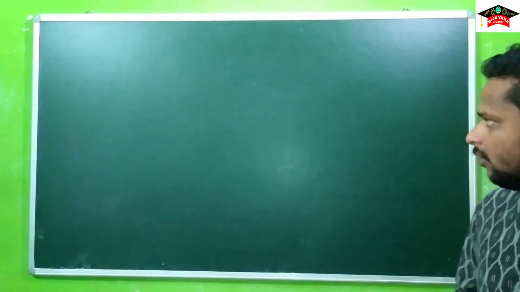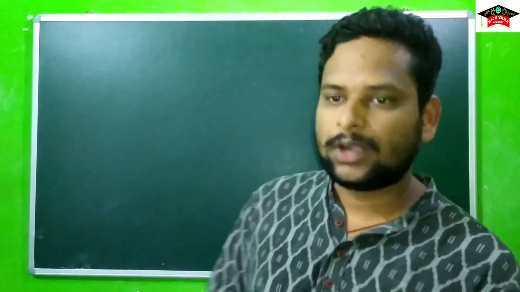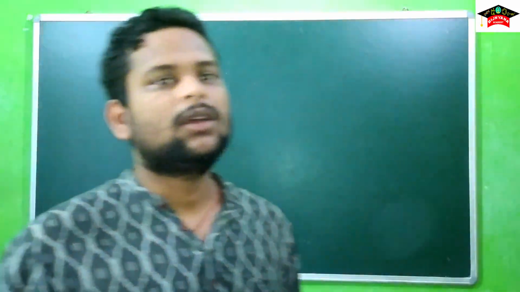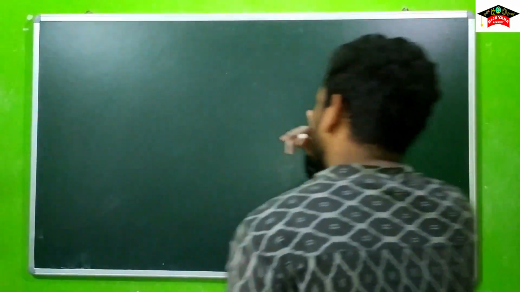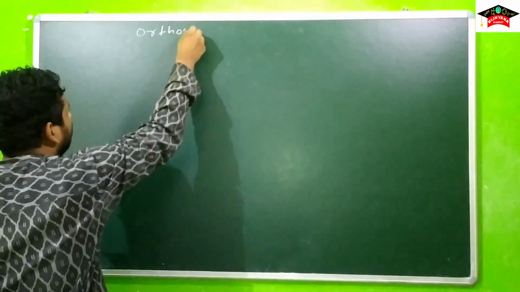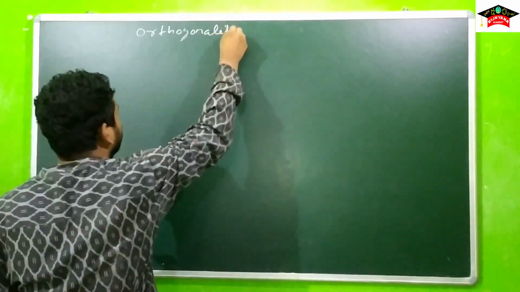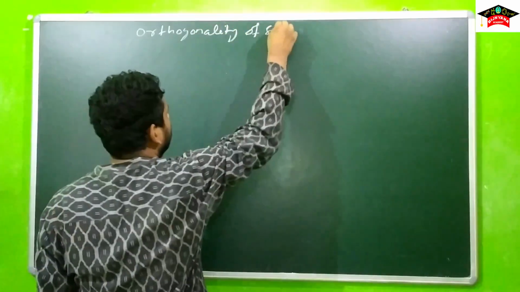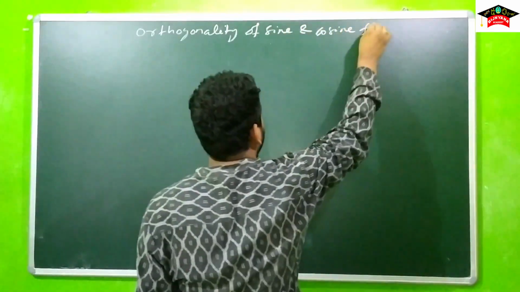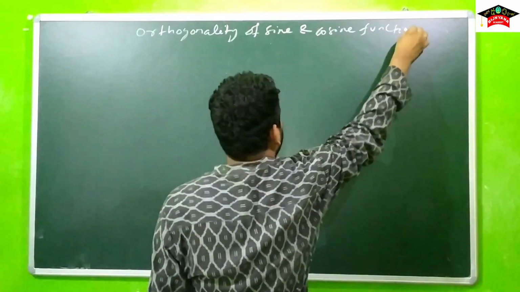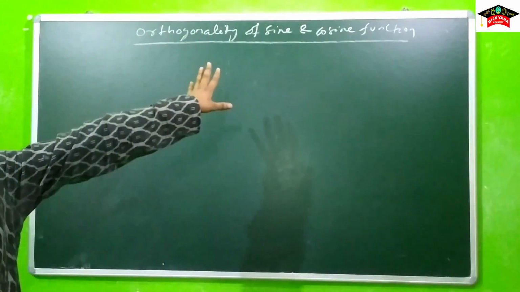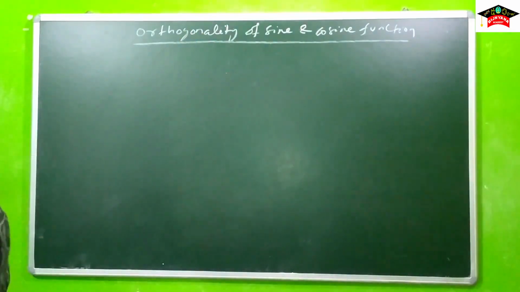In this section, we will observe what the orthogonal property is and how the orthogonal property has an impact on sine and cosine functions. So this part belongs to the orthogonality of sine and cosine functions. This heading is how the orthogonal property has an impact on sine and cosine functions.